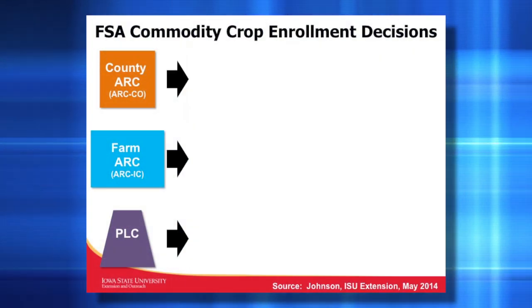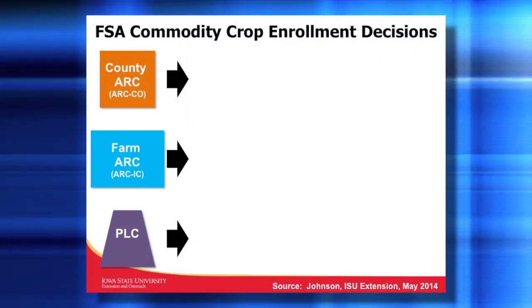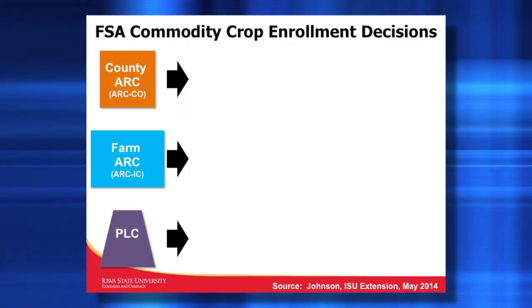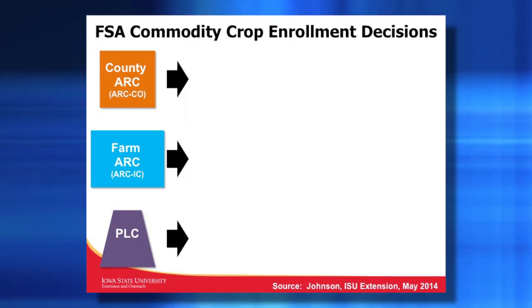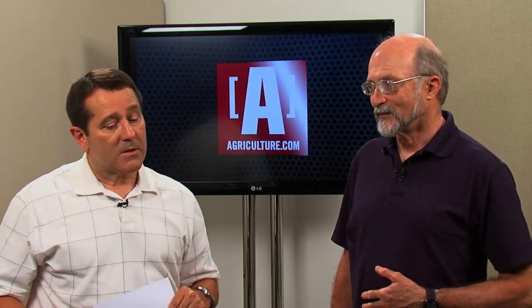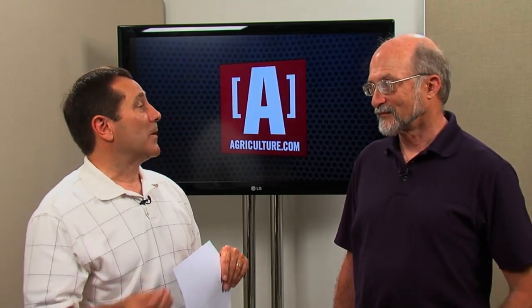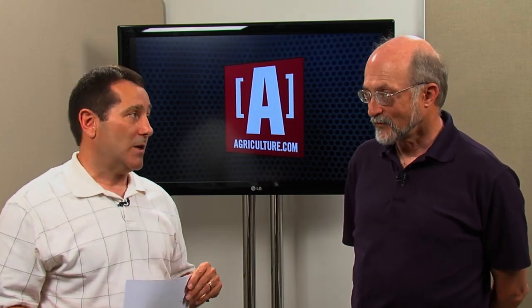The third choice is PLC, and we're making these choices by farm serial number. PLC stands for price loss coverage. And that's like the old target price program. That's right. It now uses something called a reference price. So ARC is a revenue-based program. PLC is a price-based program. And then in addition, there's a new component. Yep. The new component is really how we're going to calculate the potential benchmark revenues.